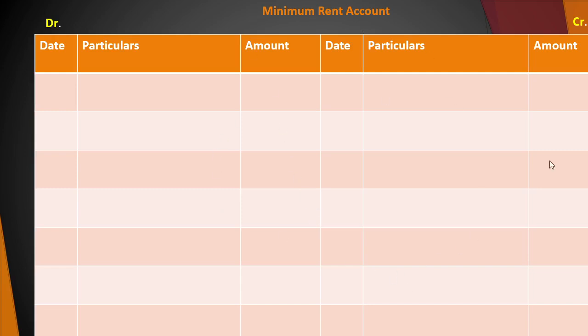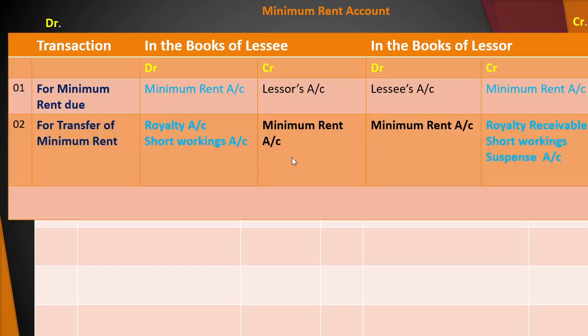So as like any other ledger account, we have to prepare a table. So here debit, particulars, amount and the same thing for credit side. So let us see here. Let us look at the journal entries. So in the entire journal entries of SEX, we have only 2 transactions for minimum rent account.